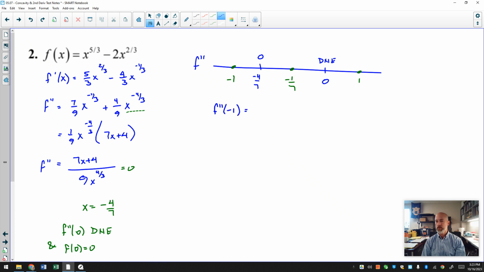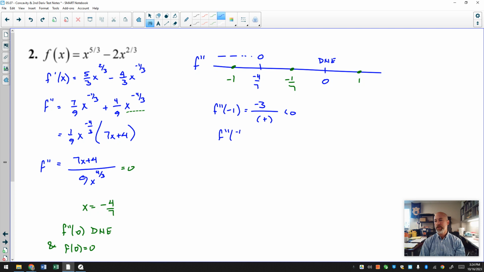F double prime of negative 1 is 7 times negative 1 plus 4. That would be negative 3. The denominator looks ugly, however, this is the cube root of x to the fourth power. And that to the fourth power is a really nice gift, because if you raise something to an even exponent, it will always return a positive, except 0, but I'm not going to plug in 0 because I've already established that that makes my second derivative undefined. So my denominator is always going to be positive, which means f double prime of -1 is negative.